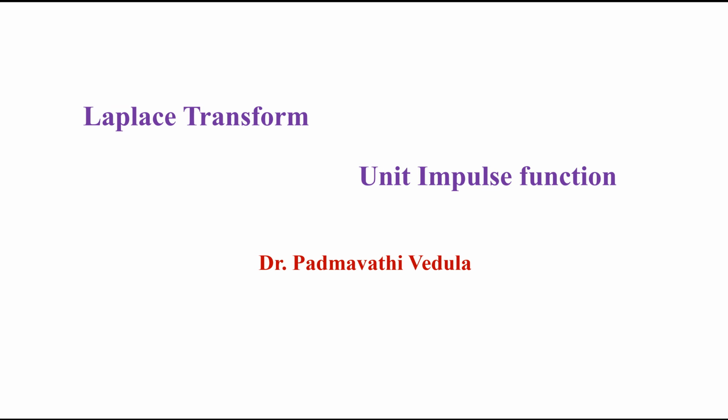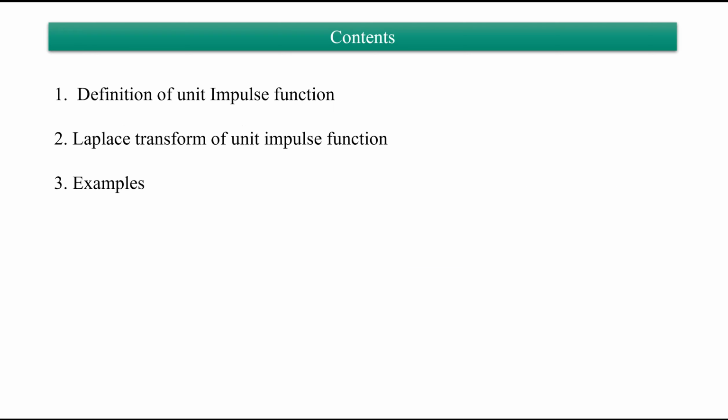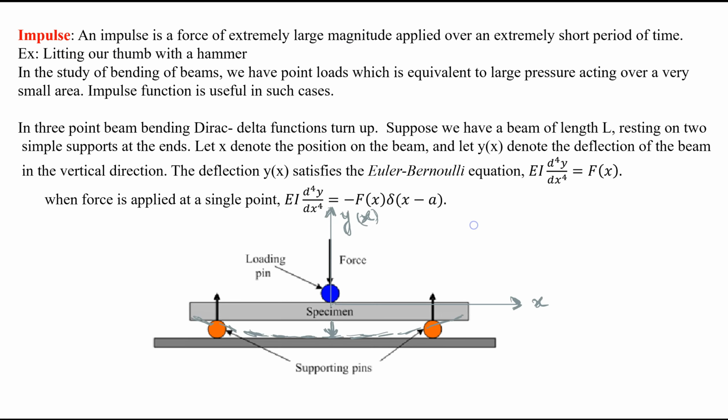In our lecture series, we have reached the last concept of the first unit, that is Laplace transform. The last concept is the unit impulse function or Dirac delta function. So today let us discuss the unit impulse function, the Laplace transform of the unit impulse function, and some examples.